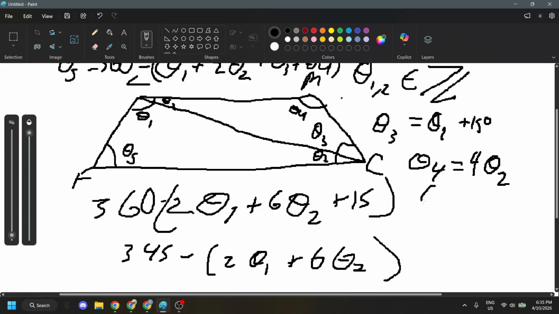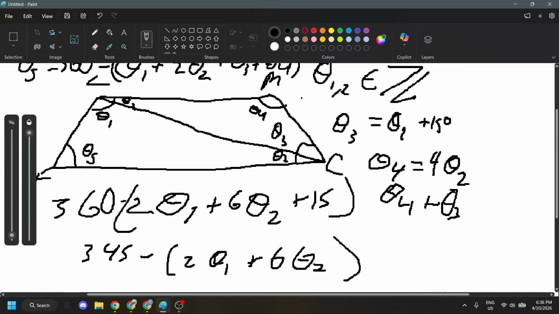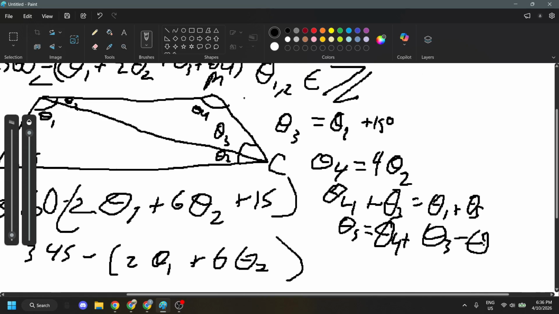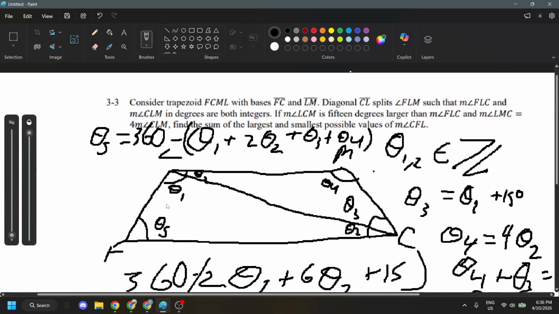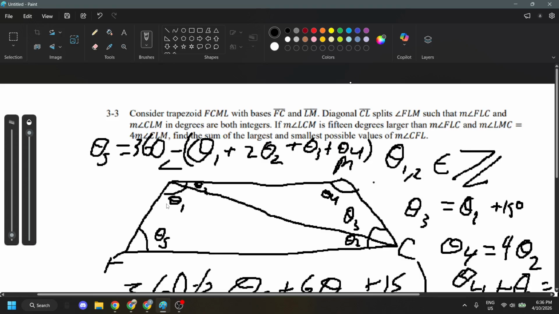I can write that down. So theta 4 plus theta 3 is equal to theta 1 plus theta 5. So theta 5 is equal to theta 4 plus theta 3 minus theta 1. Oh, and also theta 1 and theta 2 have to be integers. I forgot about that.